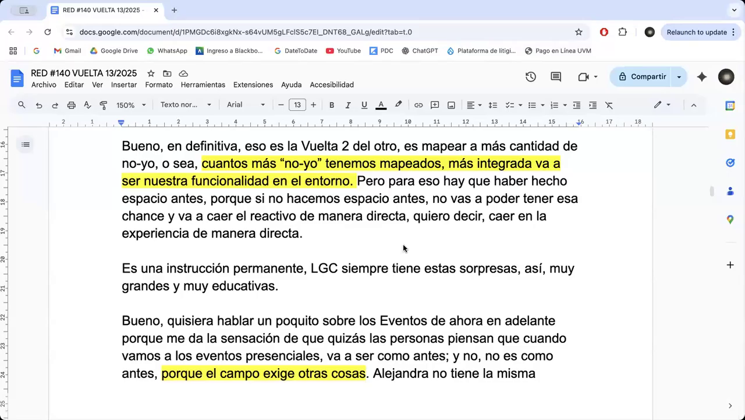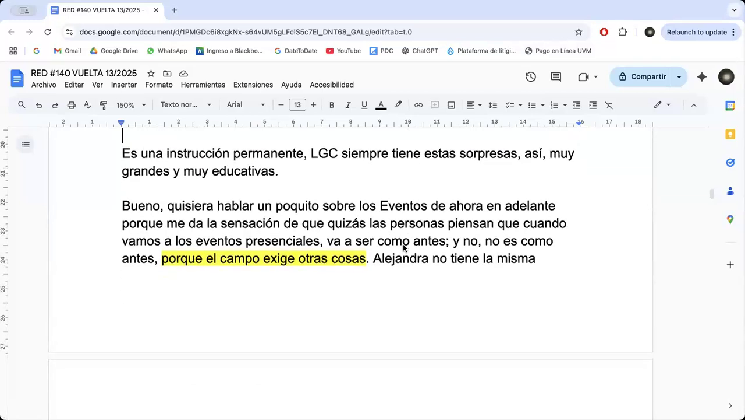So, for me to be able to map other not me's, I have to previously create a space. Because if I didn't create a space before, I'm not going to be able to do that. So I'm going to be reactive directly. I'm going to fall into the experience directly if I didn't create a space before. So LGC always has these kinds of surprises, very big and very educational.